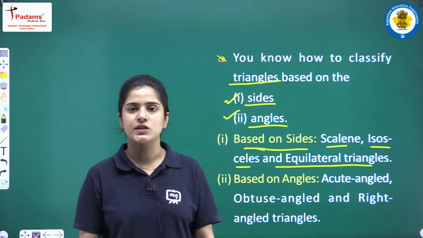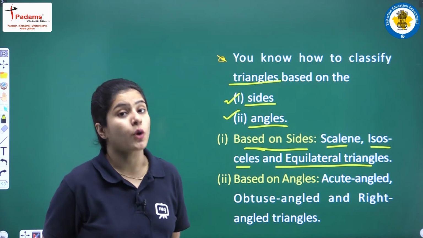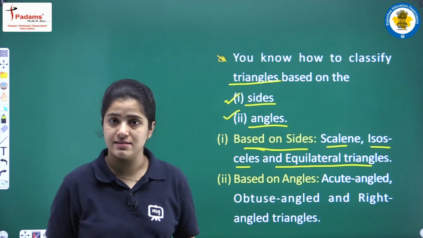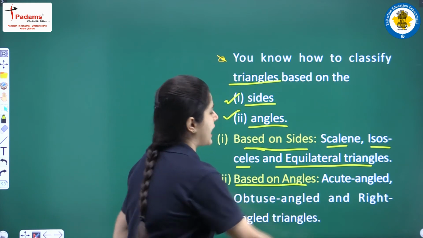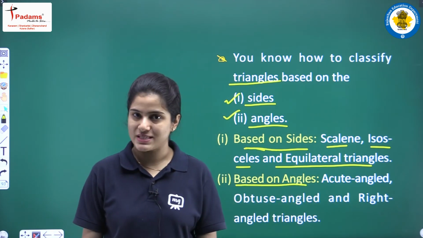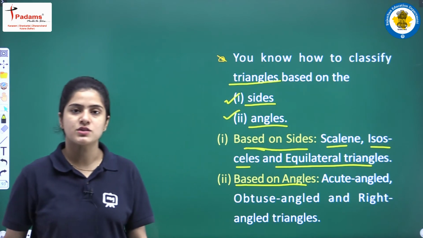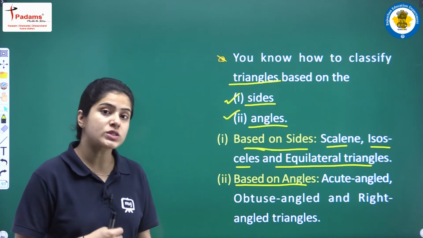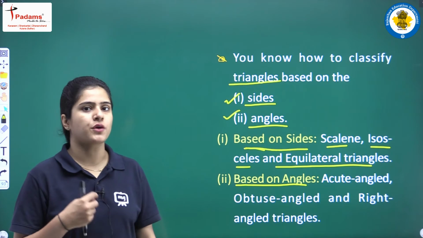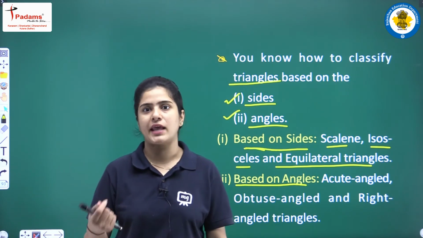equilateral triangle. Okay students, now if I'm talking about based on angles, so based upon angles the triangles can be classified as three types. Okay students, what are those three types of triangles if you're talking about the classification based upon angles?